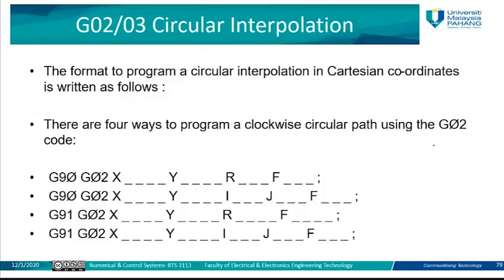So here, when we consider the absolute coordinate and the incremental coordinate, we will have four codes or four formats to write this code. First, using R, this is all absolute. Then use R, I, J, this is for the incremental. So there are four ways to write the format of this G02 and G03 code. What we need to fill in the dashes here are the coordinate of x, the coordinate of y, the value of the radius, the coordinate of I, the coordinate of J, and also the value of the feed rate.